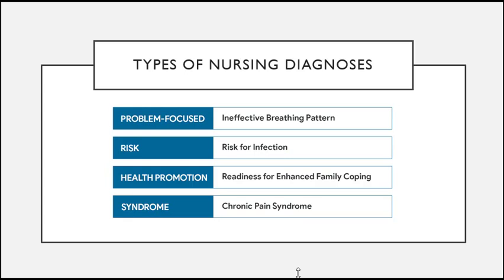In many cases, these will only have the first two parts of the nursing diagnostic statement, the problem and the cause, because they don't really have symptoms yet. So the last piece of that, the defining characteristics, don't necessarily exist. I will mention the health promotion and syndrome diagnoses because they are types of nursing diagnoses, but you won't see them much in school. A health promotion diagnosis is a clinical judgment about motivation and desire to increase well-being.